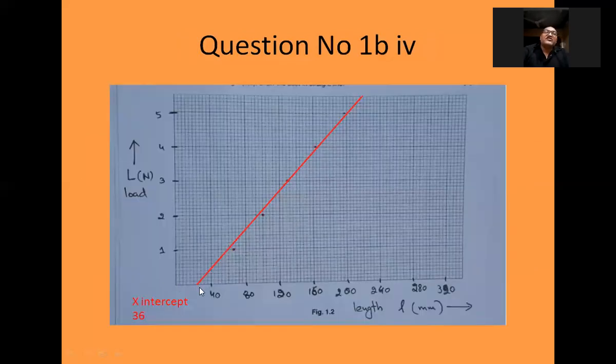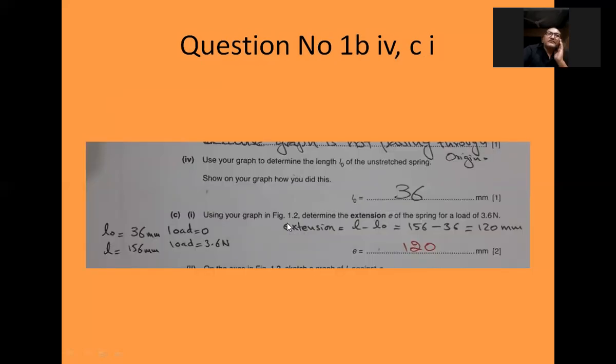You see at the 0, the length is 36. And when the load is 3.6, 3.6 is here, 1, 2, 3, 4. So the 3.6 is here somewhere. So this point, that is 156 millimeter. The length is 156 millimeter at the load of 3.6. So the extension is 120 millimeter. You can see the formula we have used: extension is equal to L minus L naught. So that was this question.